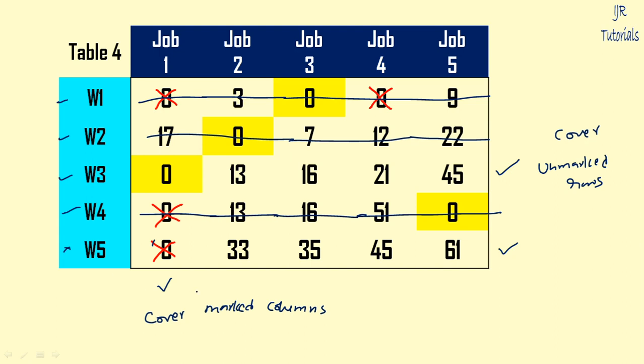So how many marked columns are there? Only one. So that is job 1. So we can mark this one. So finally we have 8 open elements: 13, 16, 21, 45, 33, 35, 45, 61. So 8 open elements are there.